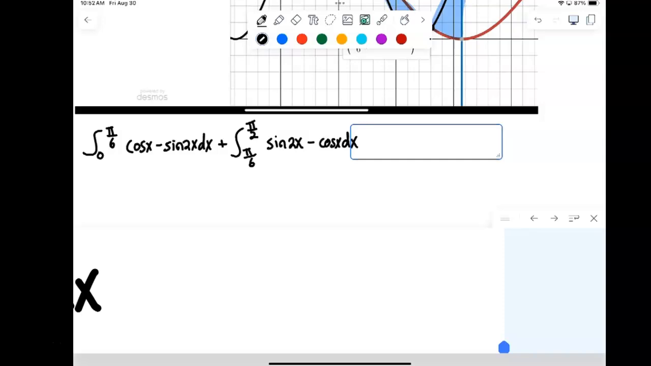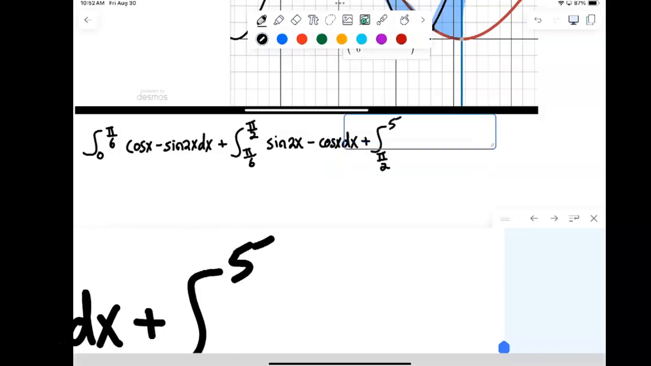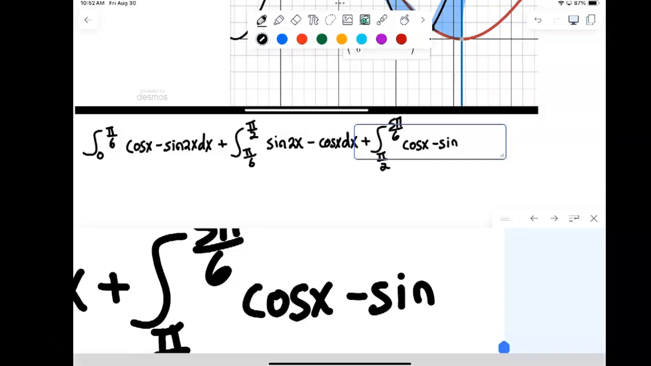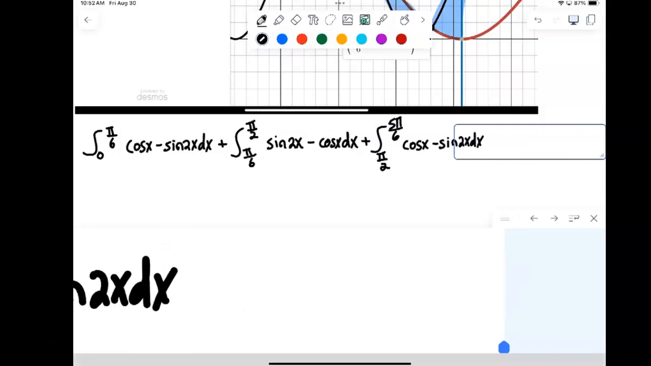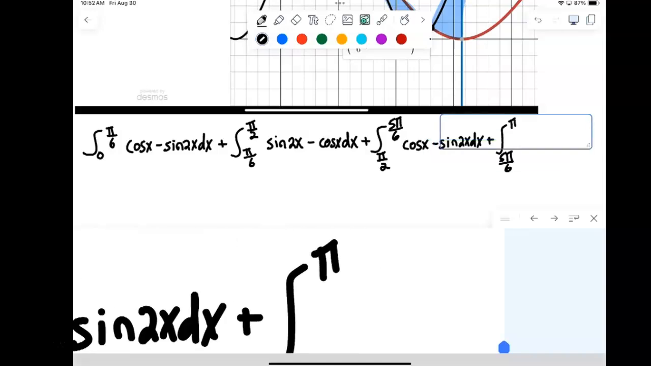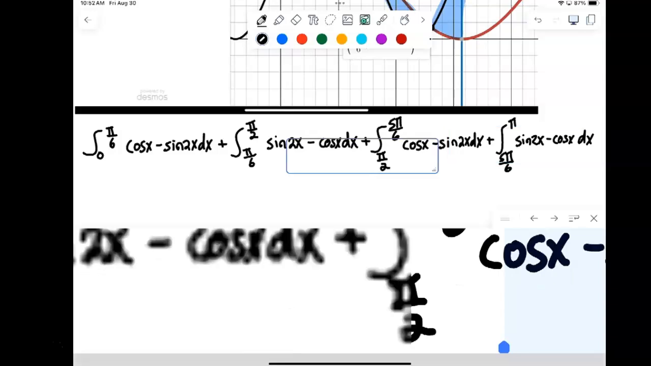And then third one, from pi over 2 to 5 pi over 6. It's flip-flopped again where cosine's on top. Cosine minus sine 2x dx. And then finally, our last one, integral from 5 pi over 6 to pi, where it'll be sine 2x minus cosine x dx.